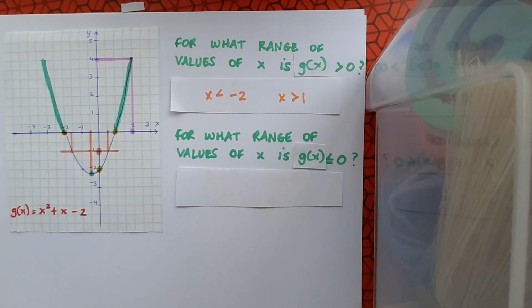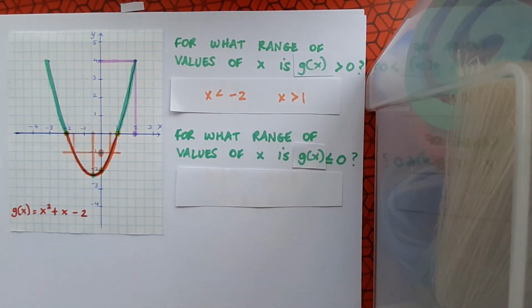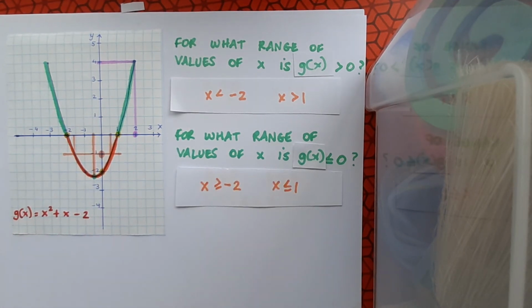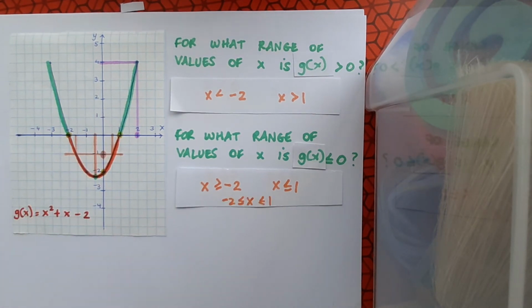Next, I want to find the range of values of x for which g of x is less than or equal to 0. Again, this means under the x-axis. I'll highlight that part of my graph. So I've highlighted that part of my graph in orange, and you can see that it's to the right of -2 and to the left of 1. So I'll point my symbols accordingly. I've included an equals part because of the question. And again, because it's just one region, I can run it together into one statement if I like, just like this.